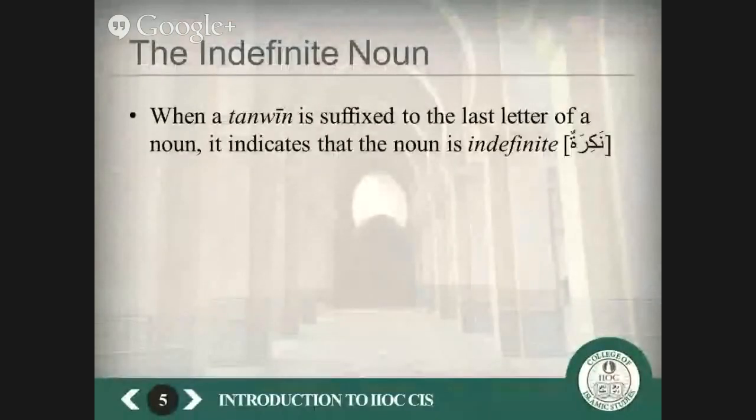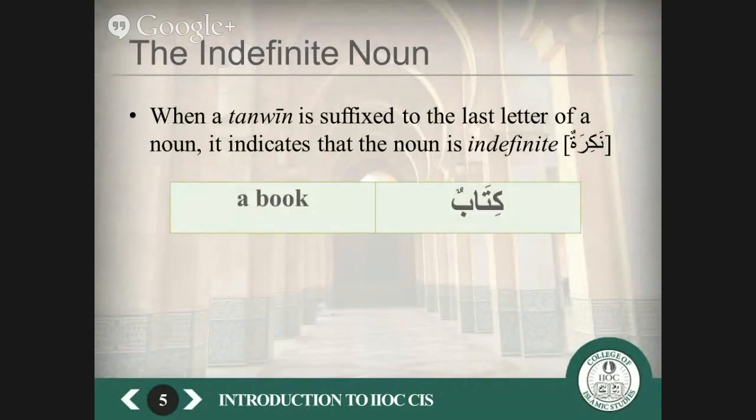So moving on. When you put a tanween on the last letter of a noun, it indicates that the noun is indefinite. Okay, so let's take an example. We saw the word kitab. We said kitab means book. Kitabun. See this tanween? Kitabun means a book. Where did the a come from? By adding this un at the end, you get a. You make this noun indefinite.